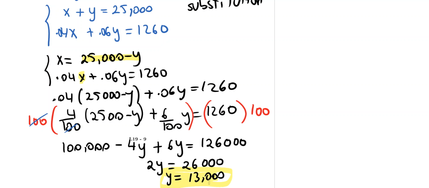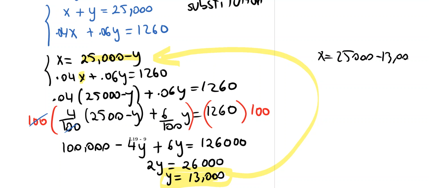Alright, so we have y is 13,000, and then go back to your substitution to get that x equals 25,000 minus 13,000. X equals 12,000. So basically we answered the question. He invested 12,000 at 4% and 13,000 at 6%.